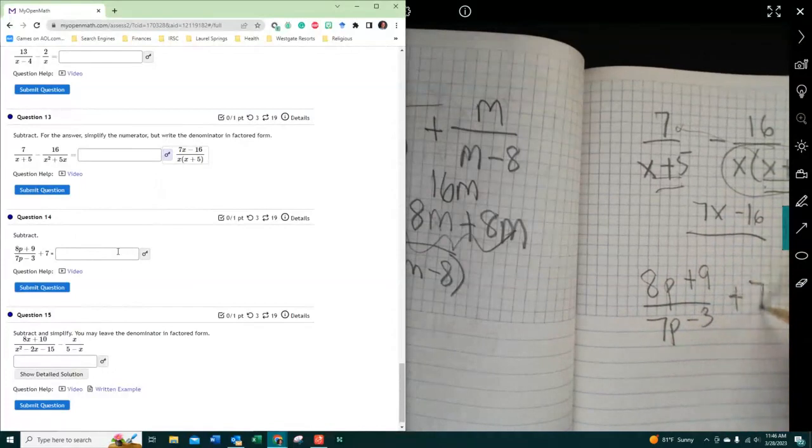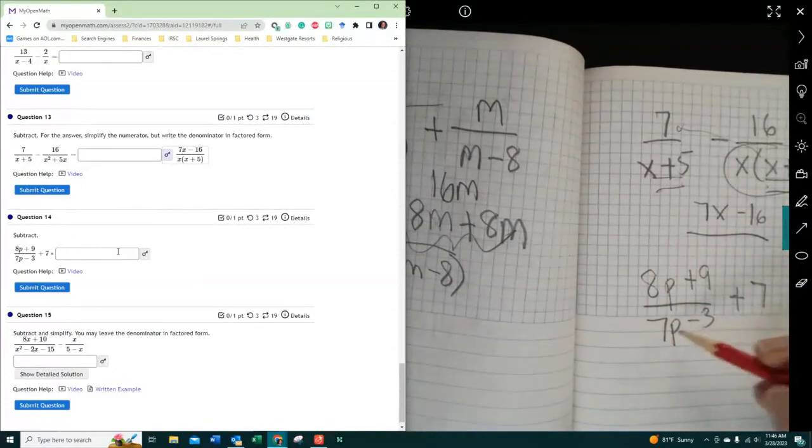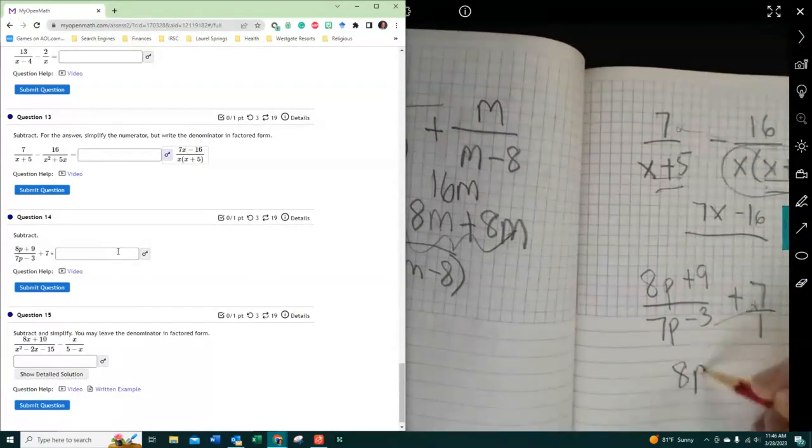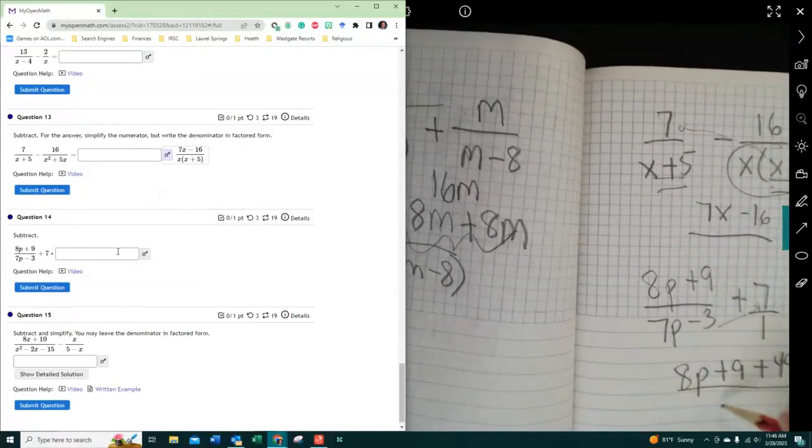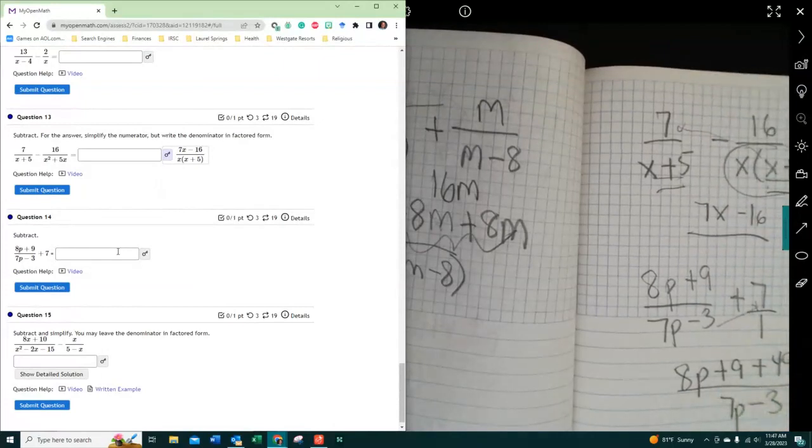Now I have this 7 here. Now, when I have that, I know that this is over 1. So I need them to have the common denominator. So simply all I got to do is multiply this to this, and then just put that over top on the numerator. So I'm going to go ahead and put 8p plus 9, and then it's going to be 49p minus 21 all over 7p minus 3. And then I would combine like terms and then simplify if I can.